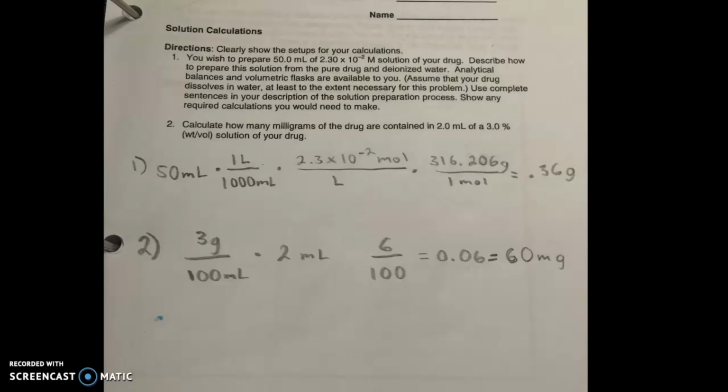0.36 grams. And then for number 2, we had to calculate how many milligrams of the drug are contained in a 2.0 milliliter of a 3.0% solution of our drug. So I did 3 grams over 100 milliliters times 2 milliliters, and then I did 6 over 100, and I got 0.06, which equals 60 milligrams of solution.